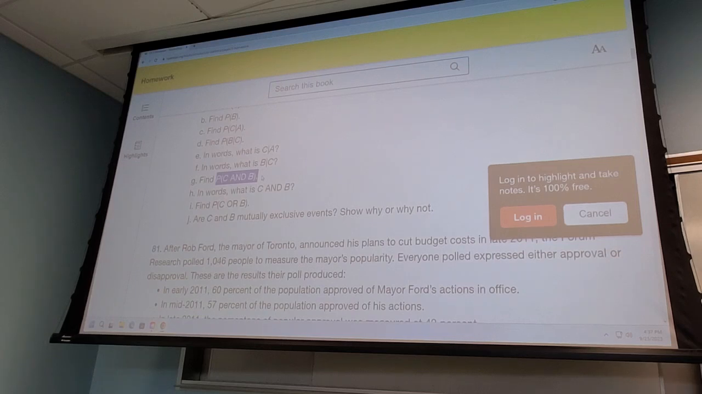There are 2 options for its formula. Which one do I use? Well, which one do I know anything for? I don't know C given B. I don't know it. So of course I'm not going to use this one. I know B given C, don't I? Isn't that one of the first 4? That's one of the ones they just told me.